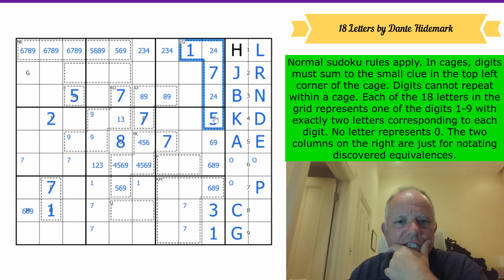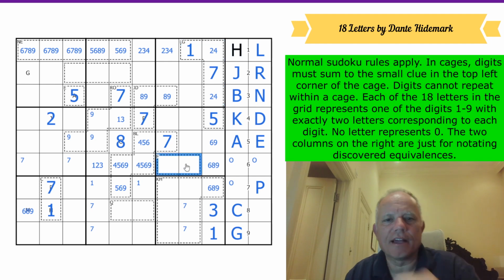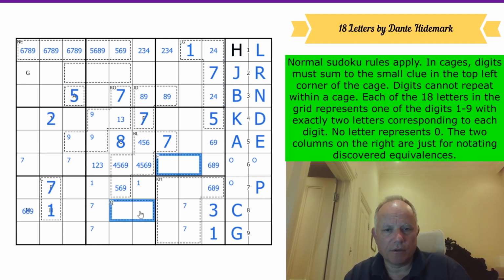In the cage. Now, have I missed any letter equivalences? We've got F still to resolve there, and Q. We've got 5 more, F and Q. We haven't done O for definite, that's 3 of them. We haven't done I, that's 4. And M over here. Is that the only place M appears? I think it is.